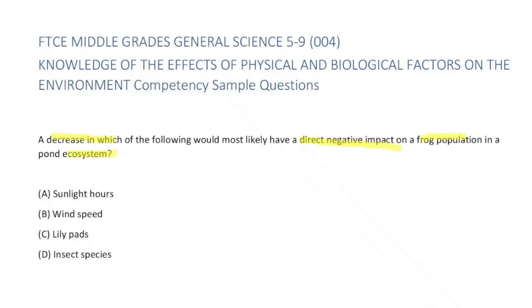Well, a decrease in insect species would most likely directly impact the frog population, as insects are a primary food source for many types of frogs. Therefore, D, insect species, is the correct answer choice.